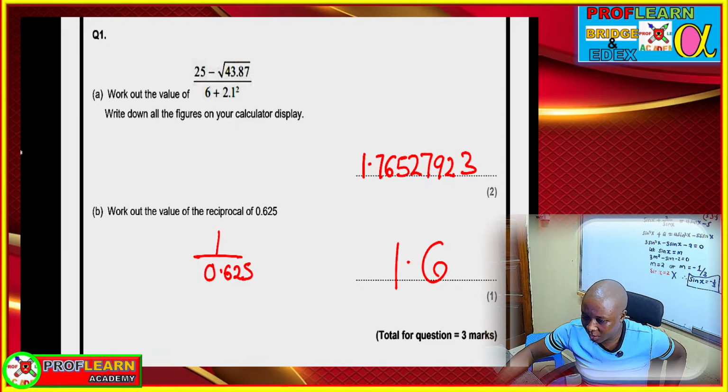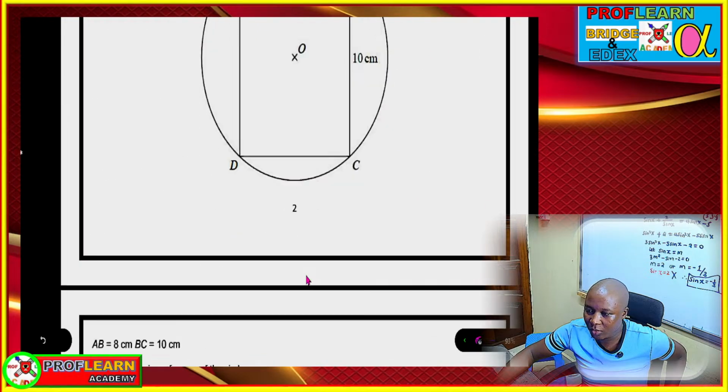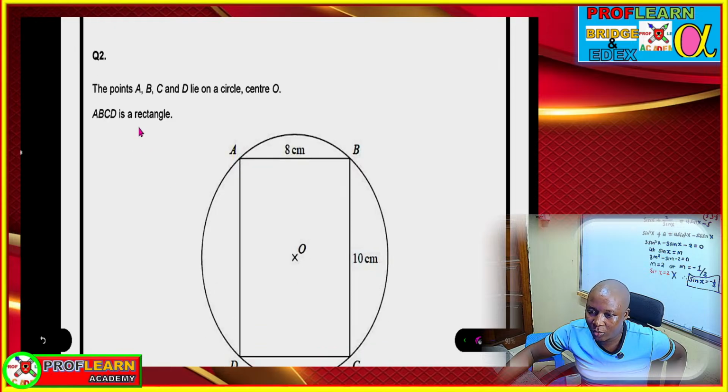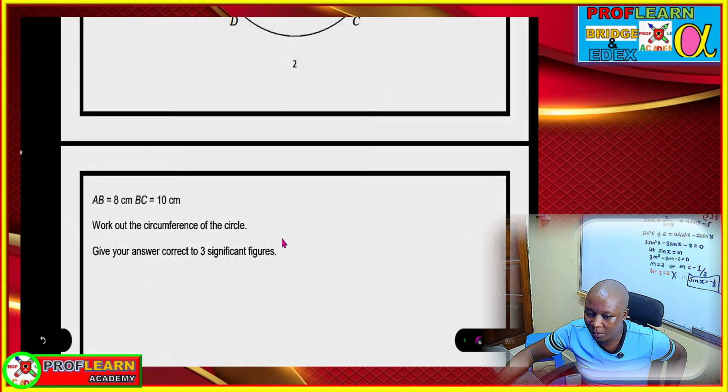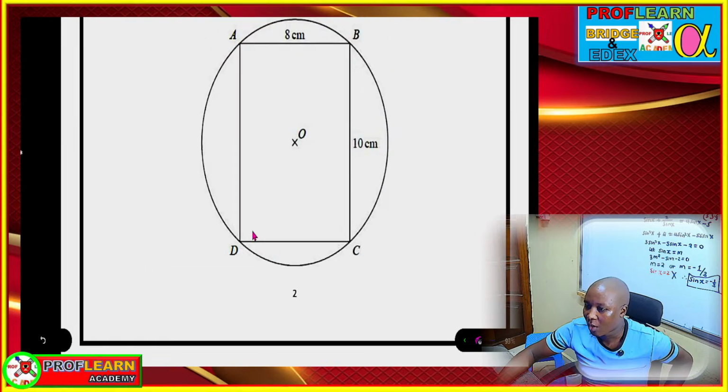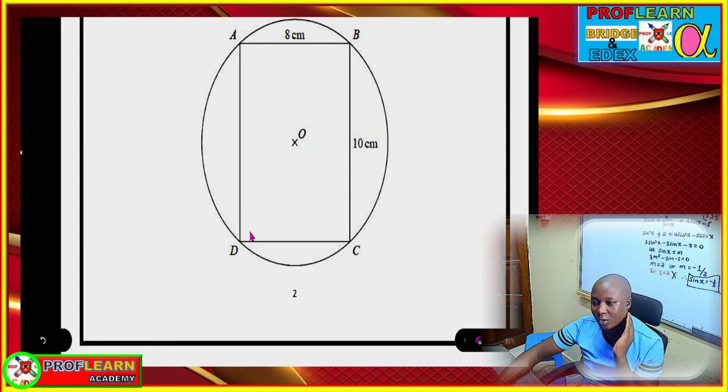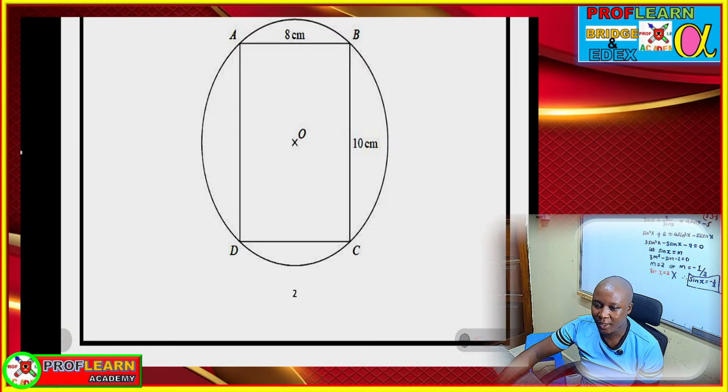Moving down, the next kind of question that we need to see how to prepare for. We are told that points ABCD lie on the circle with centre O. ABCD is a rectangle. We have a rectangle inside here, and we are supposed to work out the circumference of the circle. Give your answer correct to 3 significant figures. So how are we going to work out this? In order to work out the circumference of the circle, we need to understand what the radius is.